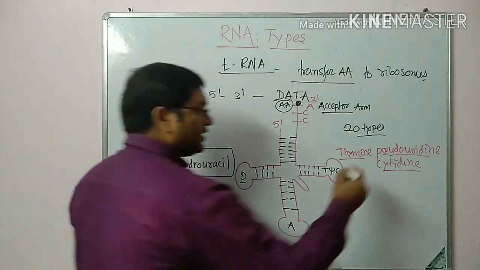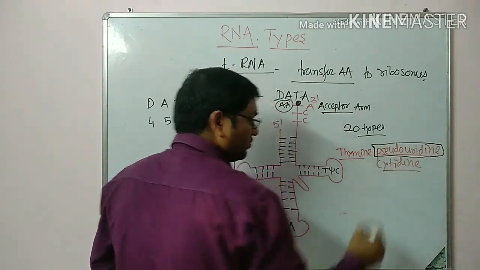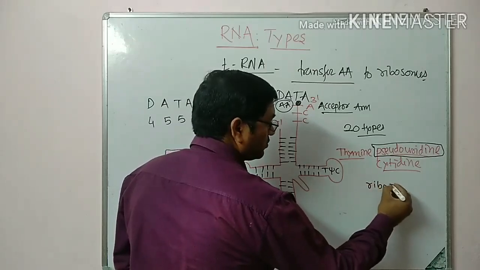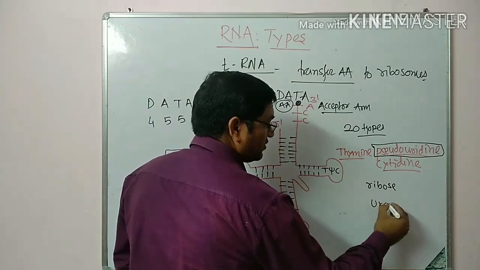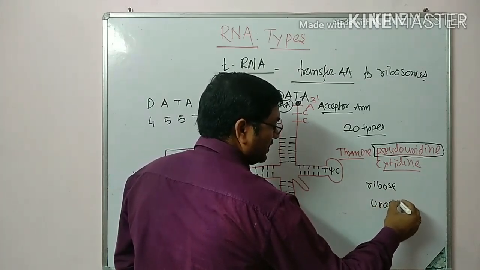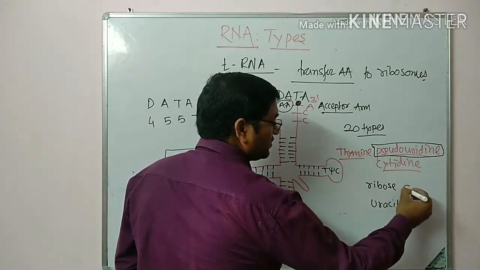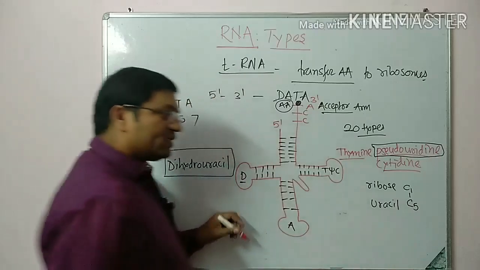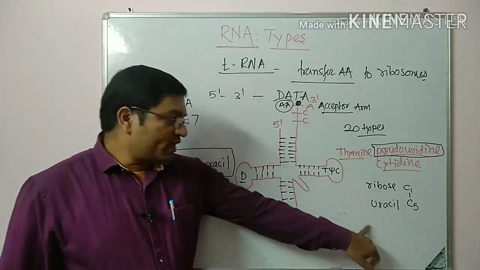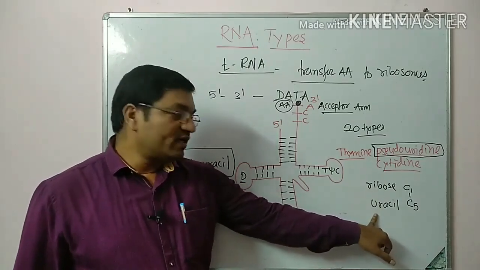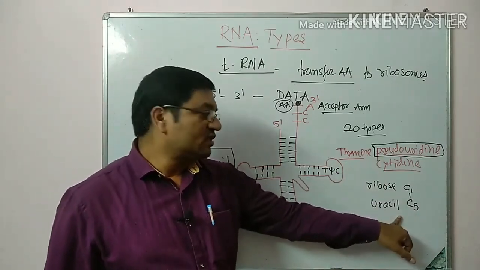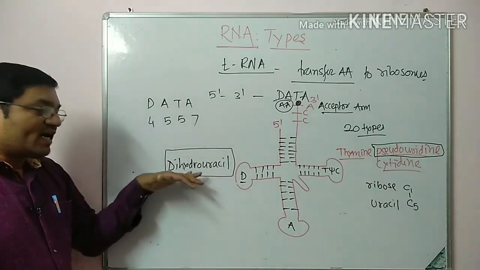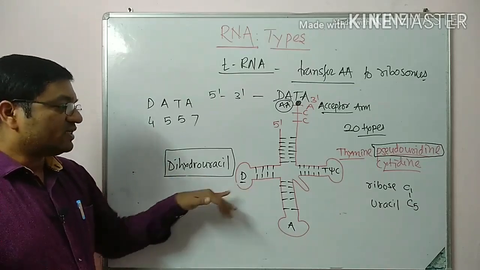This is known as pseudouridine because the glycosidic linkage between the ribose and uracil is in between carbon C1 of ribose and C5 of uracil. Usually it is between C1 of sugar and N1 of pyrimidine, but in this case it is between carbon and carbon. That's why it is known as pseudouridine. This loop is known as D loop because of dihydrouracil base, which is an unusual base present in the D arm.